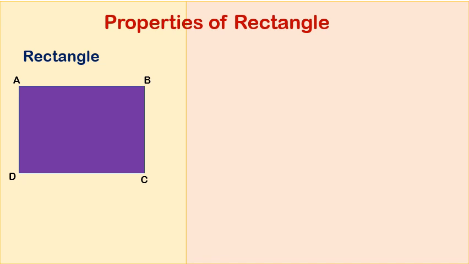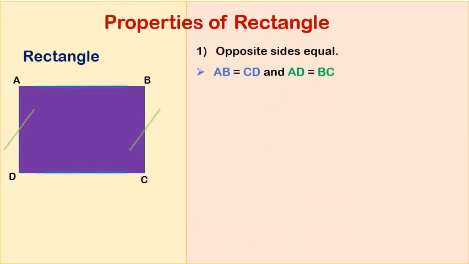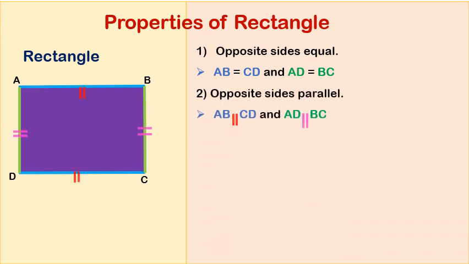Properties of a rectangle. First property, opposite sides are equal. In the figure you can see side AB equals side CD and side AD equals side BC. Then what is the second property? Yes, opposite sides are parallel. You know side AB is parallel to CD and side AD is parallel to BC.